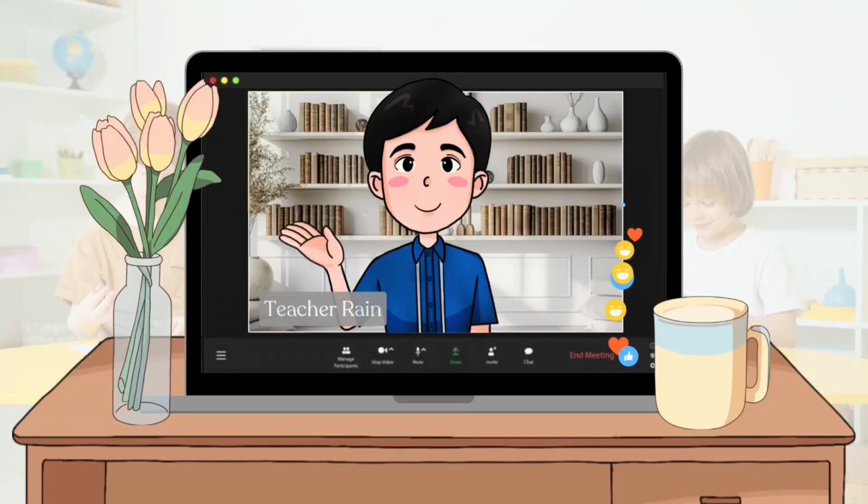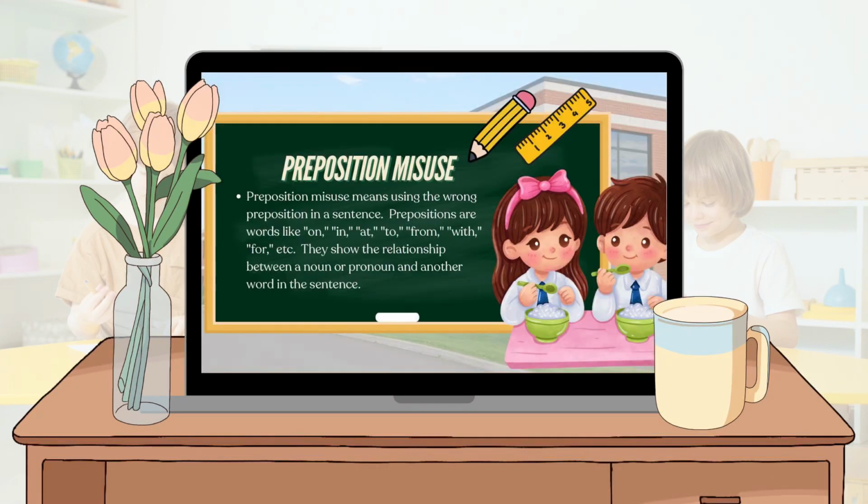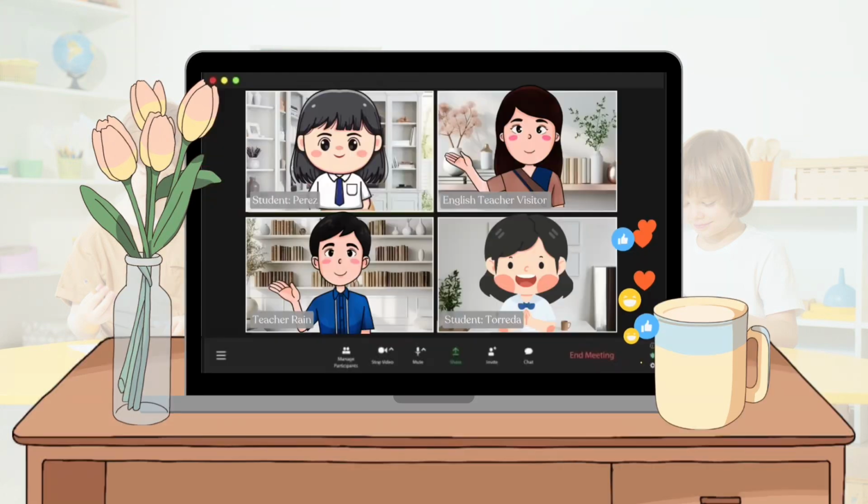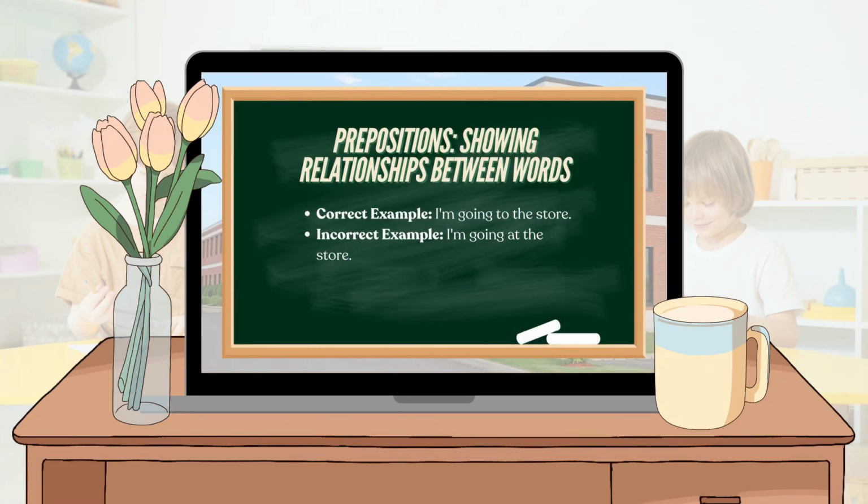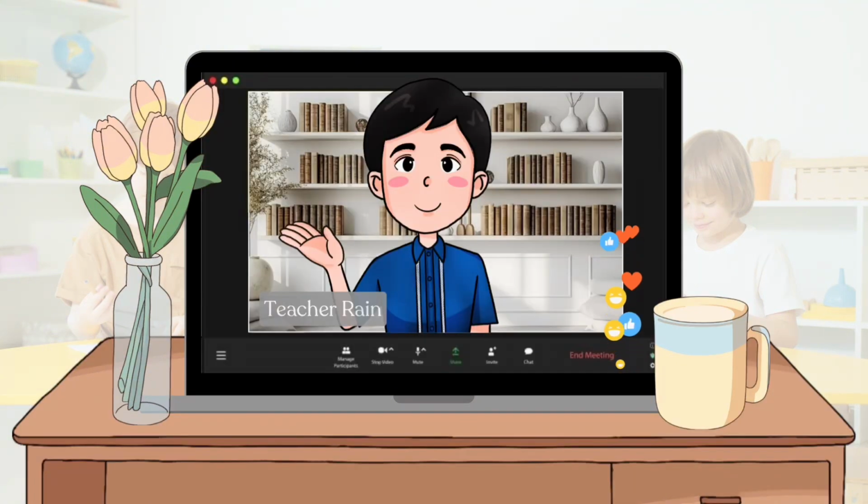Okay, class, let's move on to another villain. Prepositional misuse. Prepositions are words like on, in, at, to, and from that show the relationship between words in a sentence. They can be tricky because they often have multiple meanings and can be used in different ways. For example, class, I'm going to the store is correct, but I'm going at the store is incorrect.